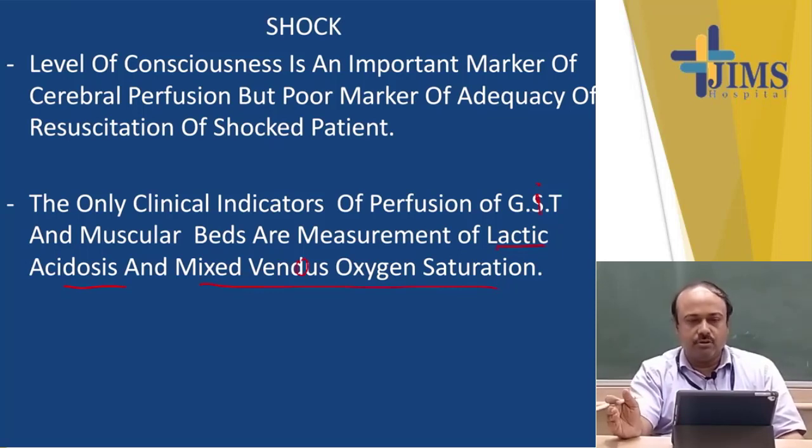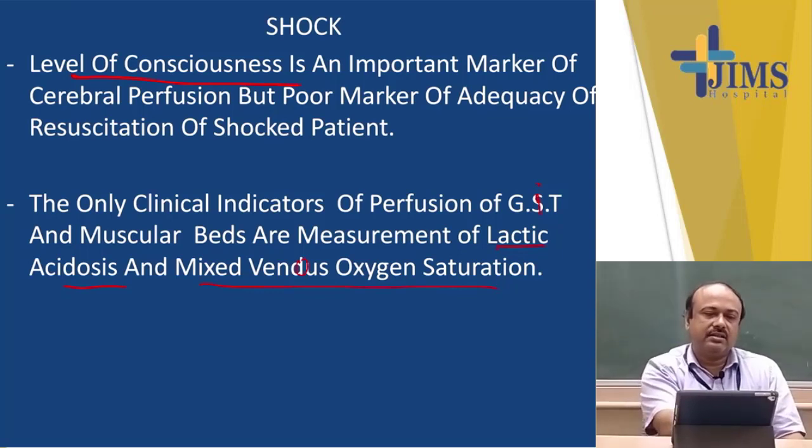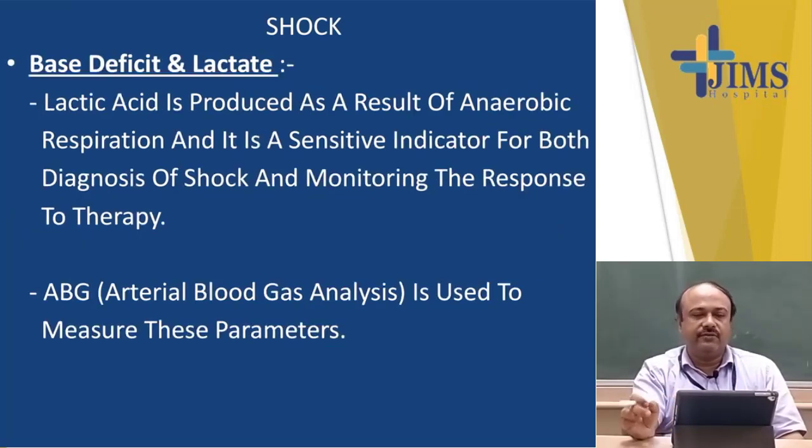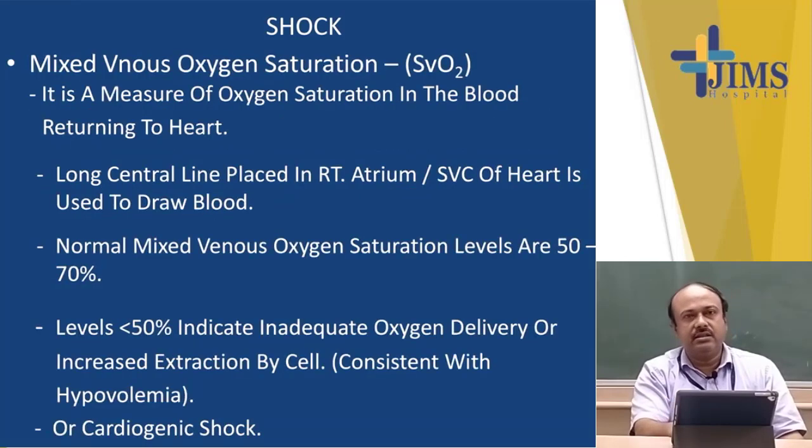So, besides cardiac output and the patient's general level of consciousness, other important things are the lactic acid level in the blood, and if we can measure the mixed venous oxygen saturation, this is a very helpful guide. So, we have to monitor the patients with the help of these parameters. Now, base deficit and lactate: I have already explained that lactic acid is produced as a result of anaerobic respiration and is a sensitive indicator of both the diagnosis of shock and monitoring of response to therapy. So, lactic acid level is very important. We can do ABG, that is arterial blood gas analysis, to measure these parameters.